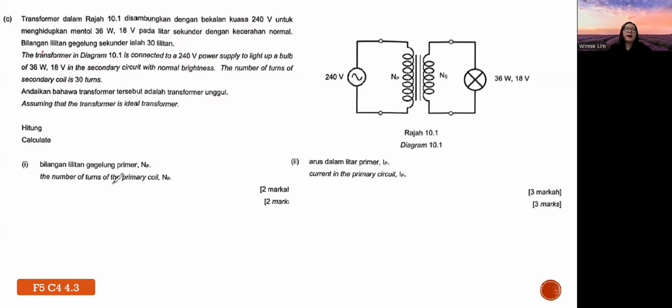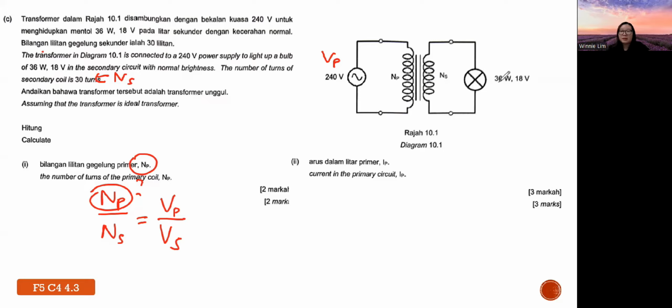We can relate the idea by using what? NP over NS equals VP over VS. Do I have NS? Yes, 30 turns. And this is the primary voltage, this is the secondary voltage. Therefore NP equals 240 divided by 18, then times 30. Then you get your answer. It should be 400 turns.